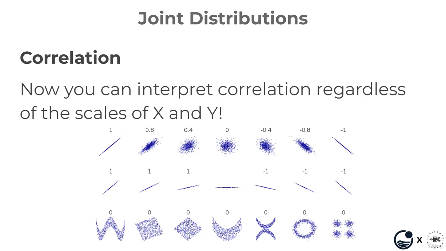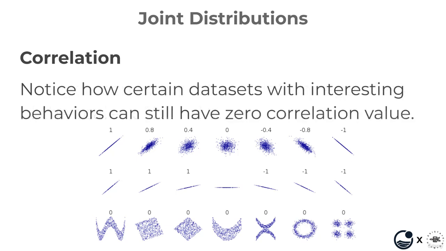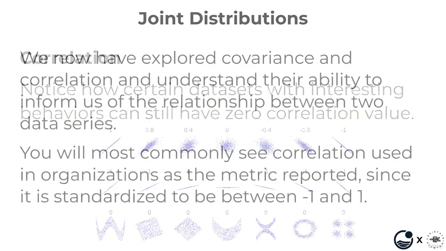But in general, when you're talking about correlation and joint distribution between two features, you should think of one as perfectly correlated, so one value goes with the other, they're essentially equal to each other, and negative one being perfectly correlated the other way, so as one increases, the other decreases, and then the values in between. Notice again how certain data sets with interesting behaviors can still have a zero correlation value. So there is helpfulness in actually visualizing a joint distribution along with reporting its correlation value.